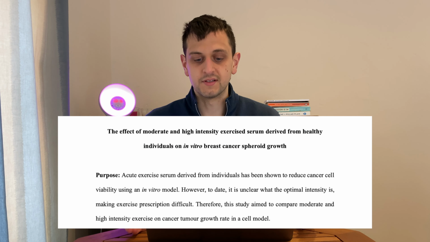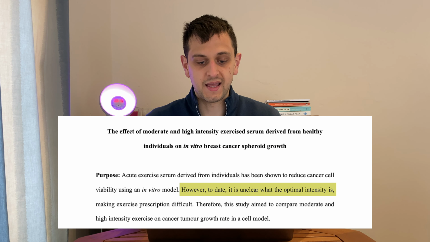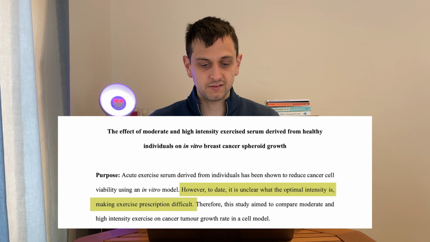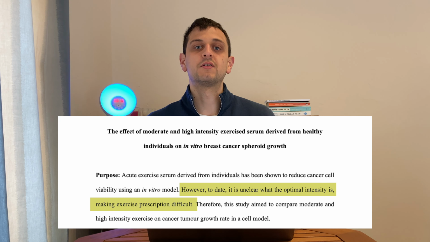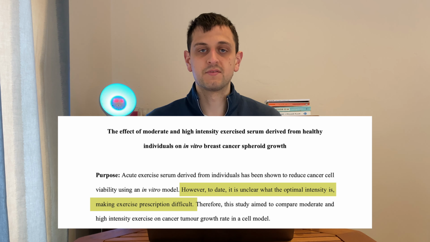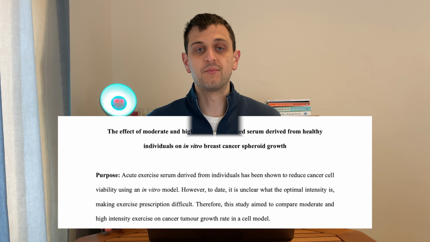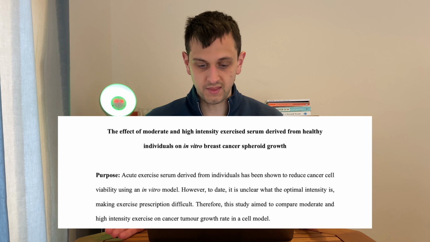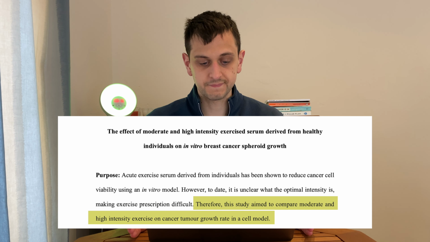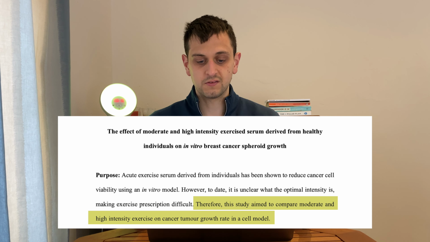Second sentence, then identify the gap. So what I'm trying to do here is identify the gap in order to create a purpose for the reason why we're writing this paper. So, however, today it is unclear what the optimal exercise intensity is, so making exercise prescription difficult. You see what I've done here? I've kept it broad and given them full understanding of what the research area is, and then we've come in with the gap in the literature that needs to be covered, so that then we can finish off with the 3rd sentence. Therefore, this study aimed to compare moderate and high intensity exercise on cancer tumour growth in a cell model.